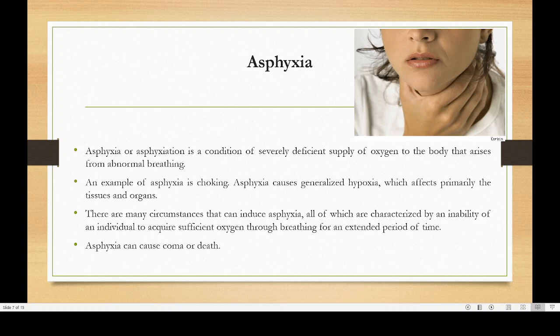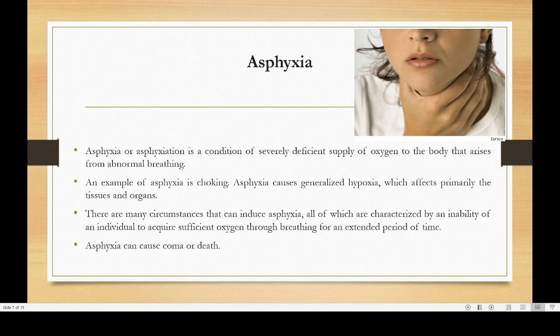There are many circumstances that induce asphyxia, all of which are characterized by an inability of an individual to acquire sufficient oxygen through breathing for an extended period of time. If asphyxia continues for a long time, our body may not get the oxygen it needs, and that will result in coma. Coma means the brain is not working. And if the body is still not able to recover, that will finally result in the death of the person.